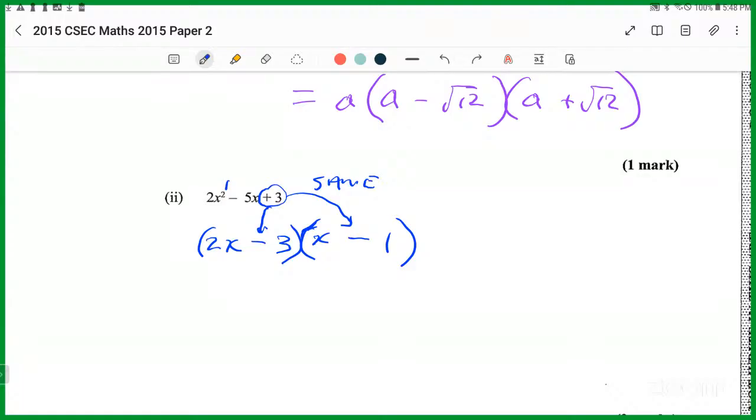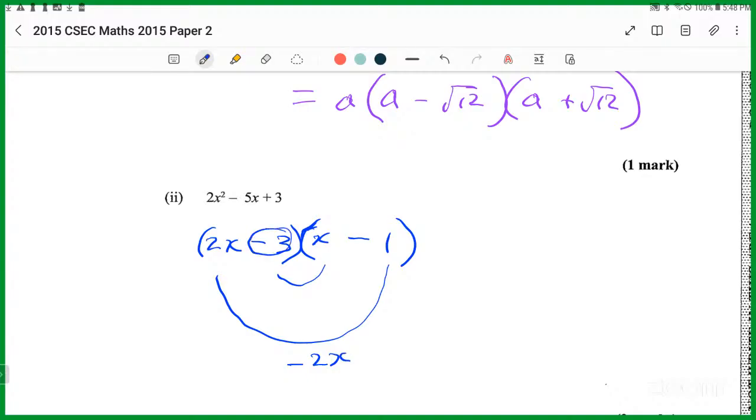And that's when the first value is positive. And for most of them, the first value will be positive, right? So the two signs in the bracket are the same. Now, if you want to test if this is correct, you have to remember that the far product and the near product must add to the middle term. The far product is 2 times negative 1, which is minus 2x, and the near product is negative 3 times x, which is minus 3x. These two add to minus 5x, which is the middle term.